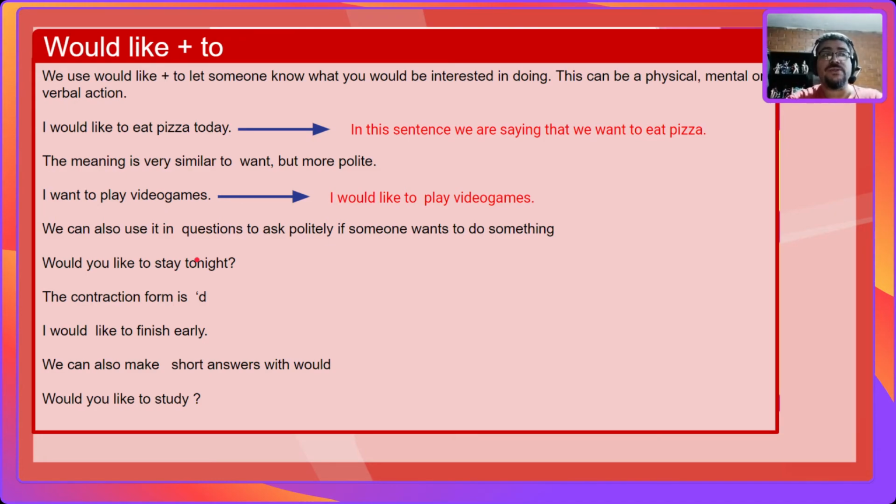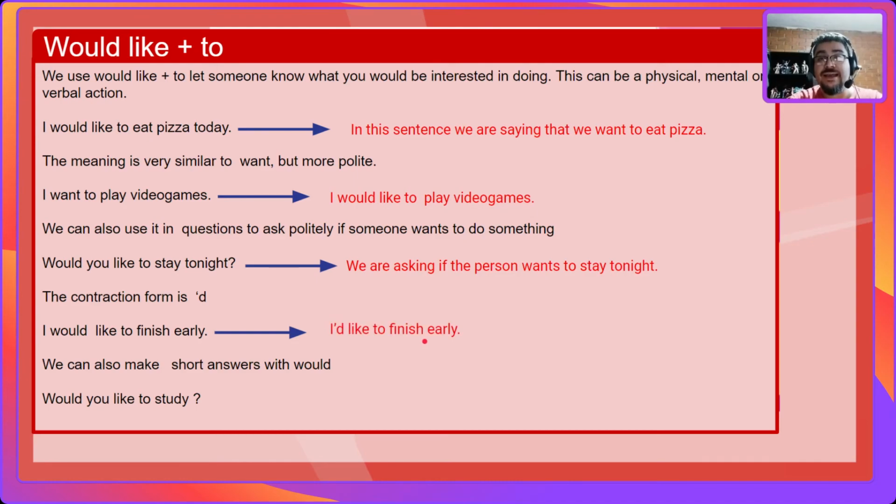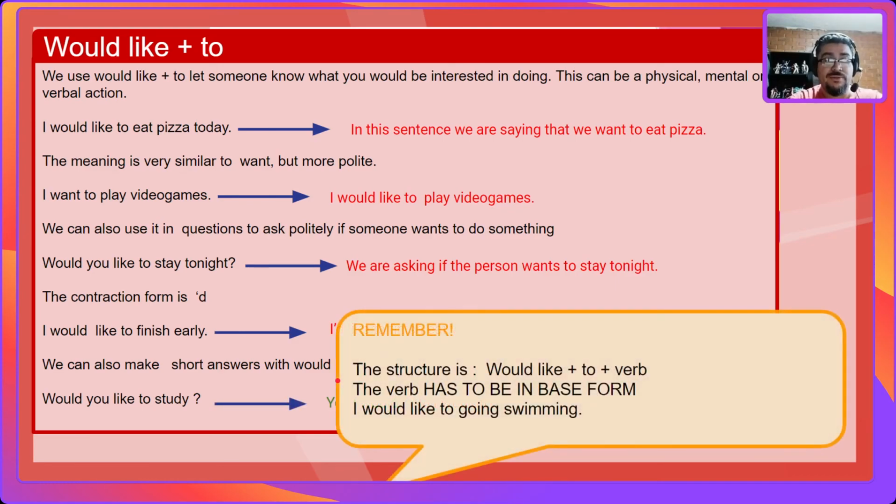So we're being more polite. We can also use it in questions to ask politely if someone wants to do something. Would you like to stay tonight? We're asking if the person wants to stay tonight. The contraction form is "I'd," right? I would like to finish early. I'd like to finish early. We can also make short answers with "would." Would you like to study? Yes, I would. No, I wouldn't.